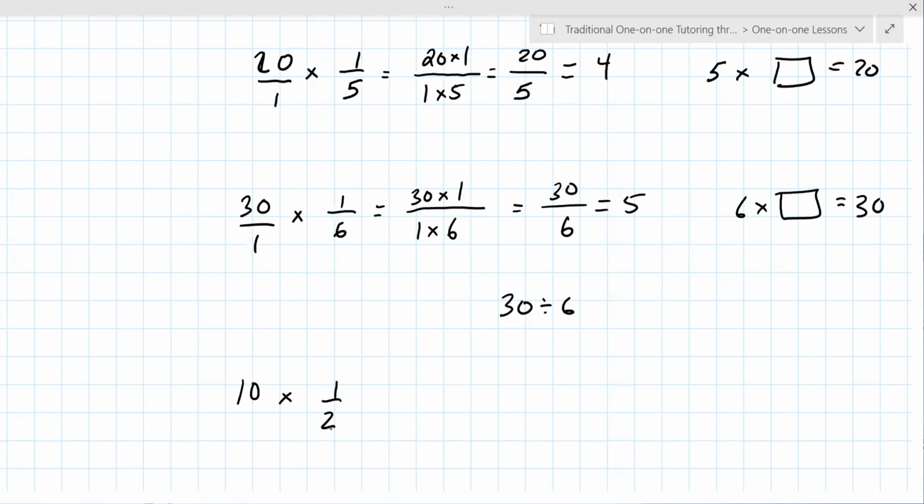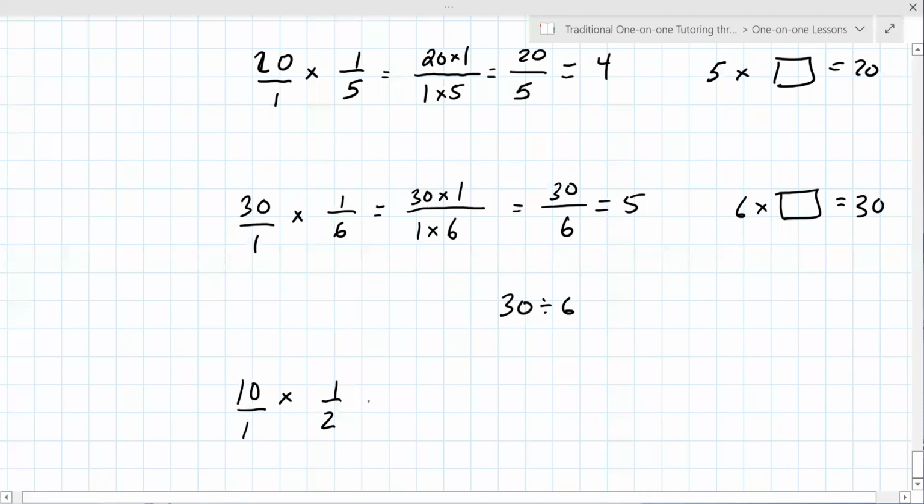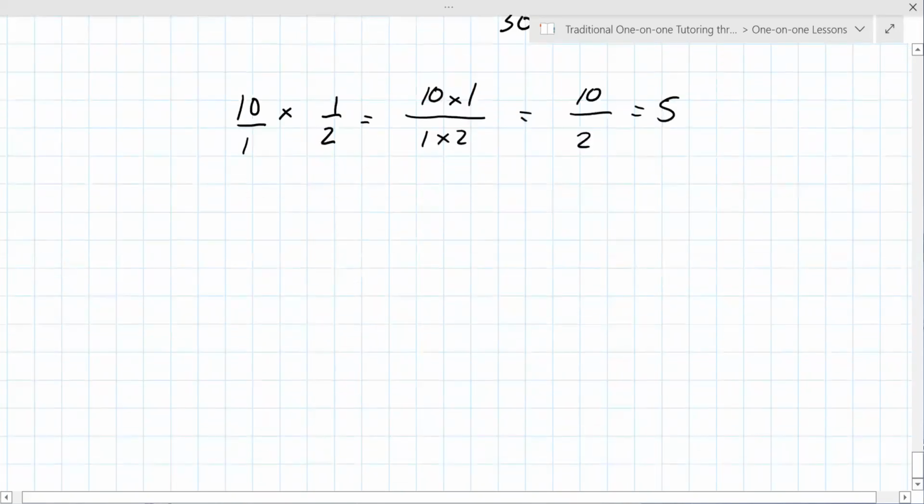I got my answer. Okay, what is your answer? It is 5. Yeah, that's correct. So on the top, you get 10. On the bottom, you get 2. 10 divided by 2 is 5. Very good. All right, let's have you try one more here, Michael.